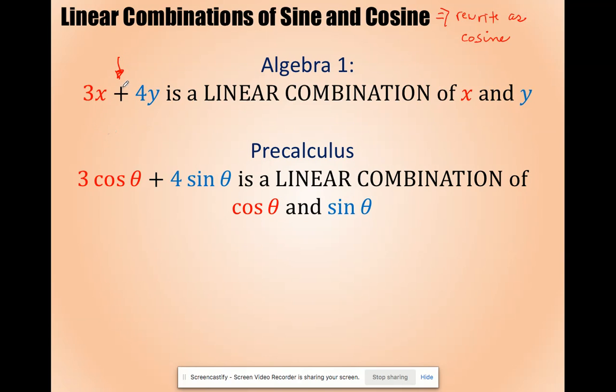So I want you to remember from Algebra 1, you've been dealing with linear combinations for a long time, right? Linear combinations just means you have two things that are to the first power and you are putting them together. 3 of one thing plus 4 of another thing. That is a linear combination of x and y. I'm just taking this x and saying, well, actually, x is now cosine of theta, and y is now sine of theta. So it is just a linear combination of cosine and sine.